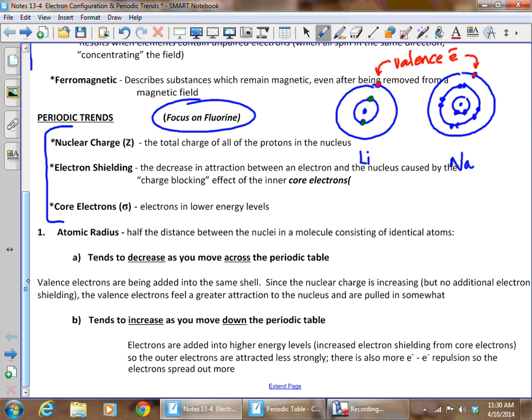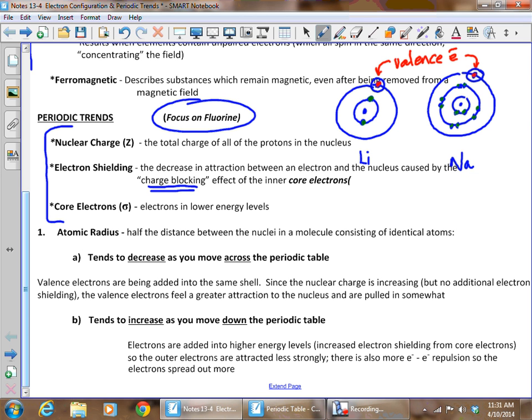For sodium, if we look at our valence electron in the third energy level, that means all of these electrons in the second and first energy level are considered to be core electrons. And those core electrons, 10 of them for sodium, 2 of them for lithium, shield, we can call it charge blocking. They have this charge blocking effect from these core electrons on that outside valence electron out here. So for our atomic radius, these are the kind of concepts we're going to talk about.